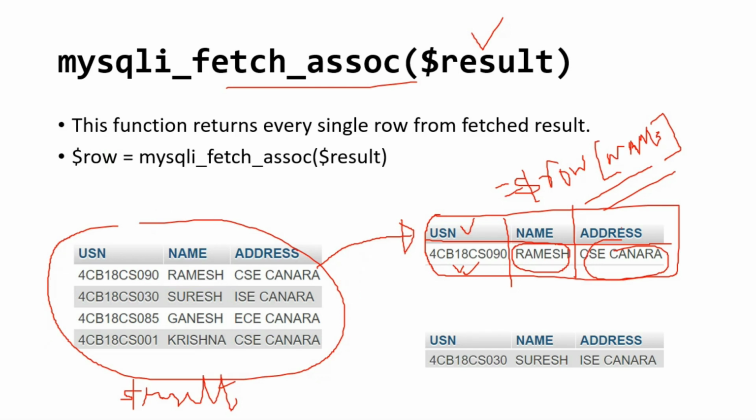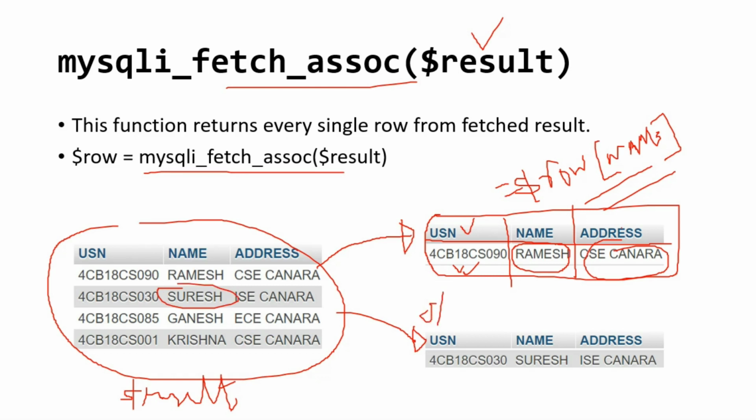Here, what happens is, when I fetch again, I will write the same statement next time: $row = mysql_fetch_assoc($result). So now it will fetch one more row. Every time you execute this function, it keeps fetching the next row, right? So what is the next row? That is about Suresh.